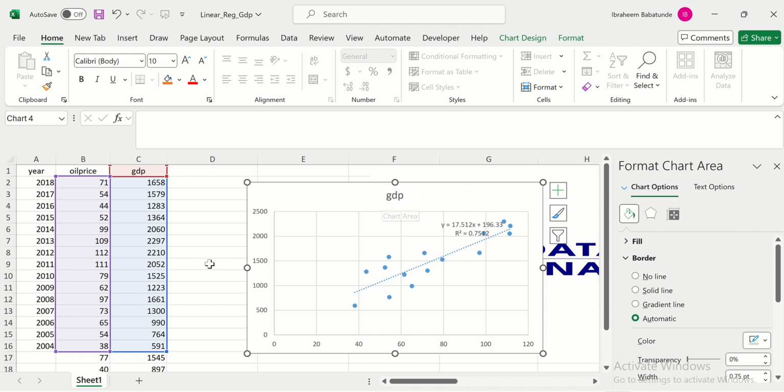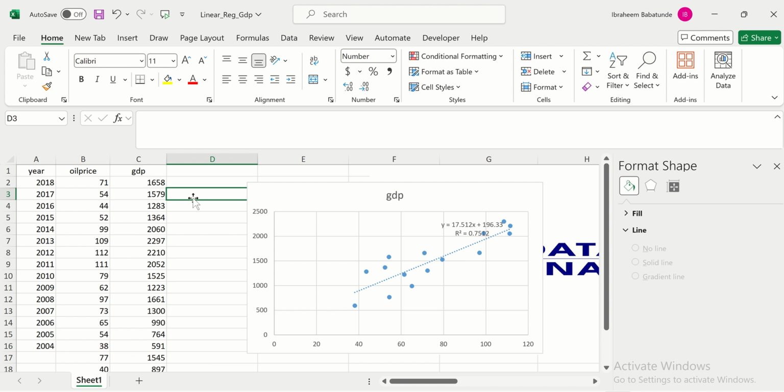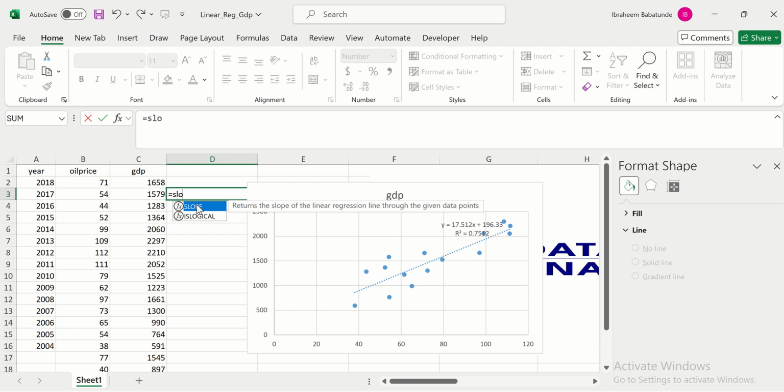If you don't want to go through this graphical method, there's another way of doing this so that you can get your intercept and your slope as well. This 17.512 is what we refer to as the slope. To do that, you just need to come here and say equal to, that will be our slope. I want to know my slope first. Just say slope. Then what is our known y? Our known y is GDP, which is our dependent variable.